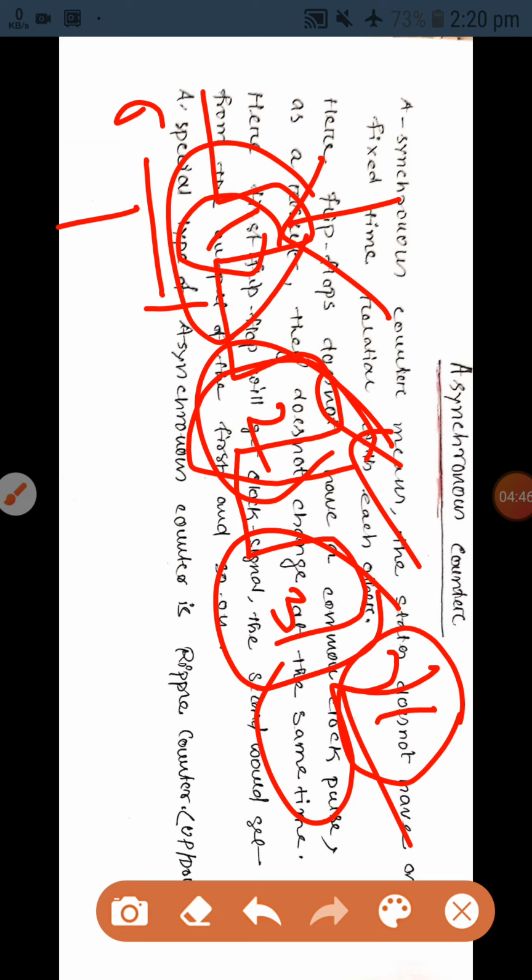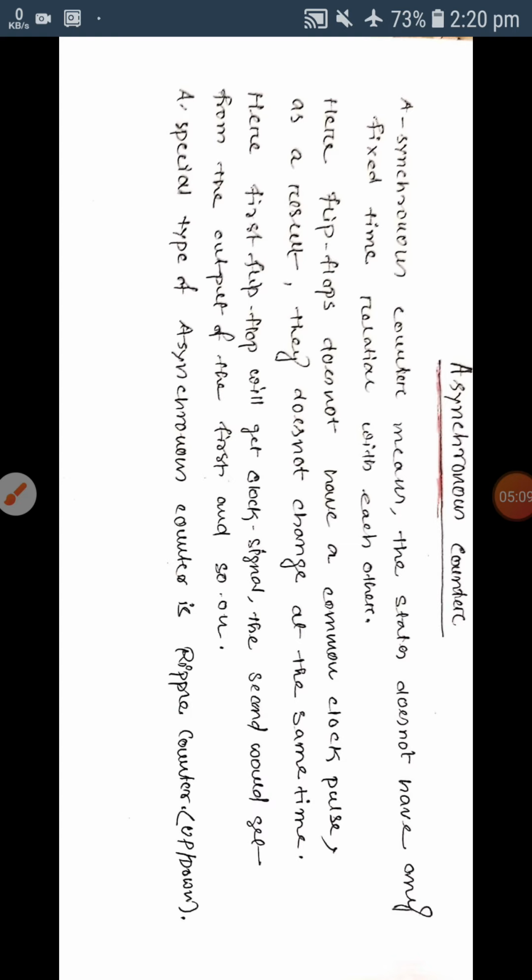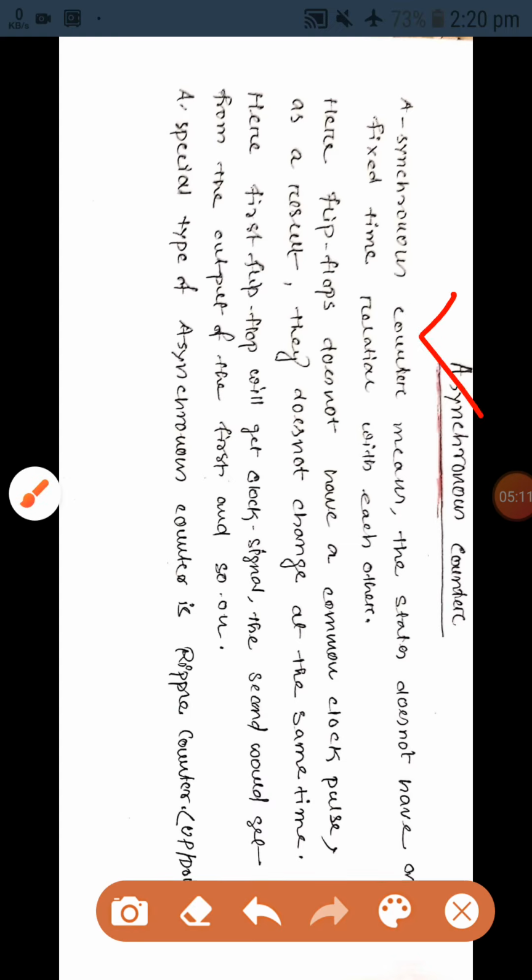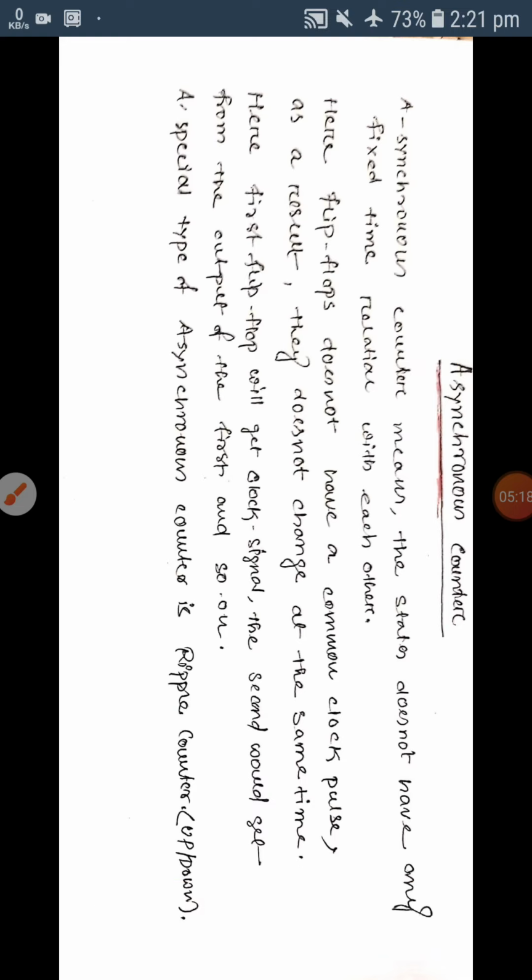It means if I count 1, now I have counted 1. What is the next count? 2. What is the next count? 3. But it may be that at 12 am I am saying 1, at 12:30 I am saying 2, but at 2 p.m. I am saying 3. It means the states are not happening with an equal time interval. This is the meaning of asynchronous counter. It will count, but not synchronously, only asynchronously.